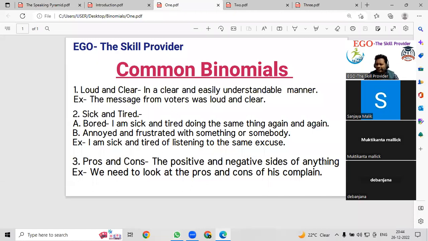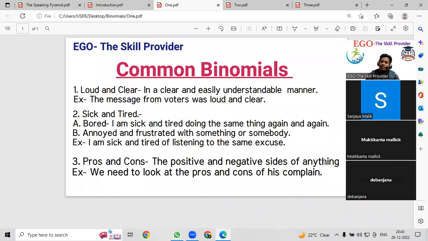And the third one, I think I have been using it, and most people know it also: pros and cons. What do you mean by pros and cons? Let me give an example. Whenever you try to join a company, obviously you take into account all the positive and negative aspects.